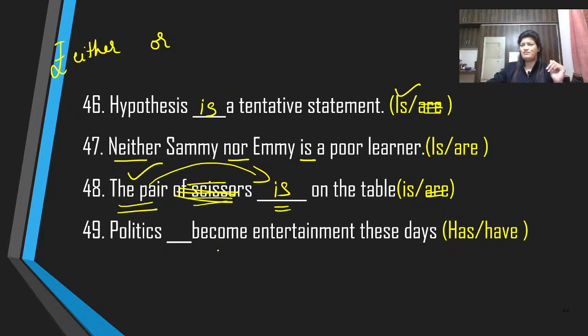Okay, here I've got different answers. Has, have. Answer is has. So politics is actually a name of a noun, it's a singular noun, it's not a plural noun.